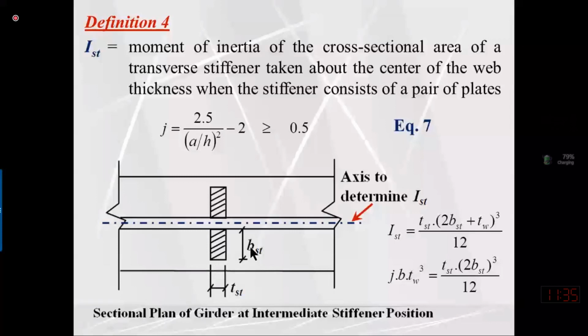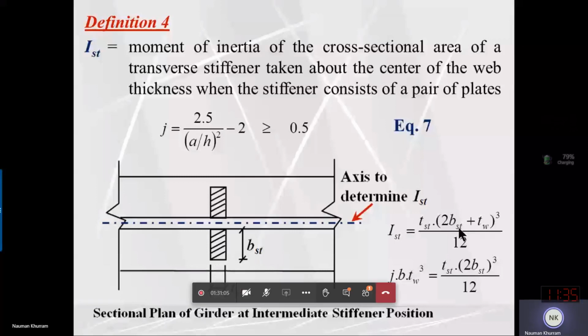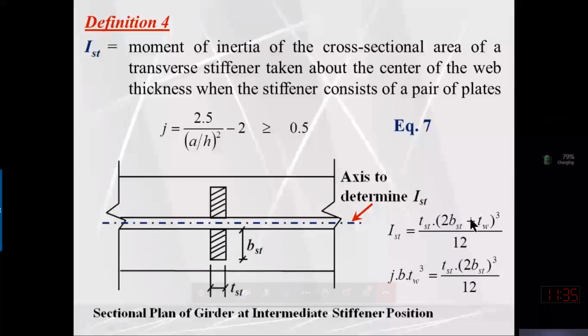But for simplification, we ignore this thickness of web. For simple calculation, we ignore the thickness of the web, so we are having this simple formula. So this is the moment of inertia of intermediate stiffener about center of web. So if you are using two stiffeners, you are using stiffeners in pair, then you will have this expression.